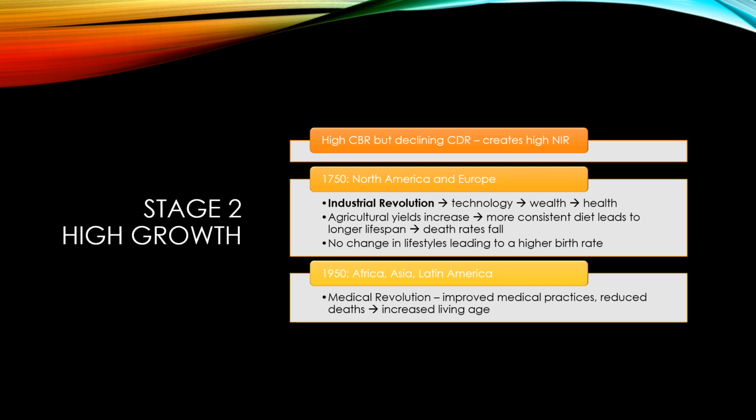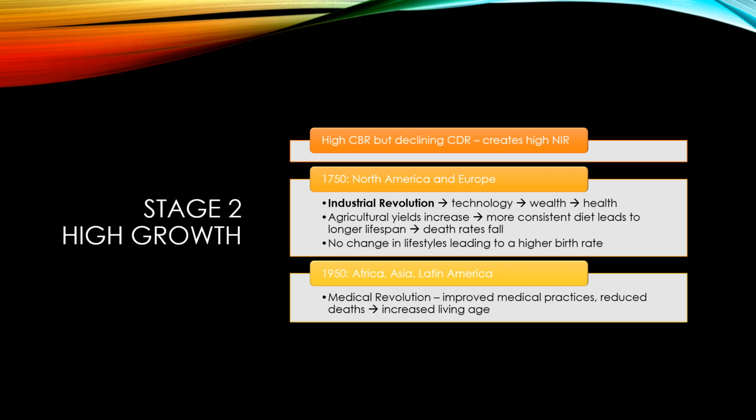But another big thing is the mechanization of agriculture, which happens during the Industrial Revolution. When you have more consistent yields or output for agriculture, it leads to a more consistent diet, which leads to a longer lifespan, and the death rates fall. So here's the key. Population goes up. When I hear that, I always think, oh, there's more babies. That is not the case. When population goes up in stage 2, it is because more people live longer. The life expectancy goes up.